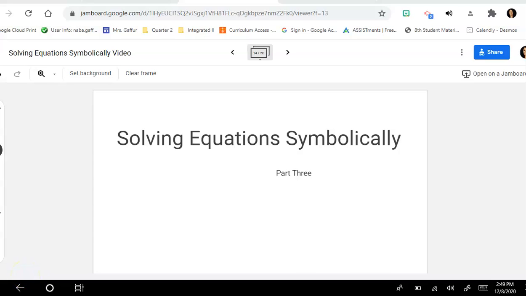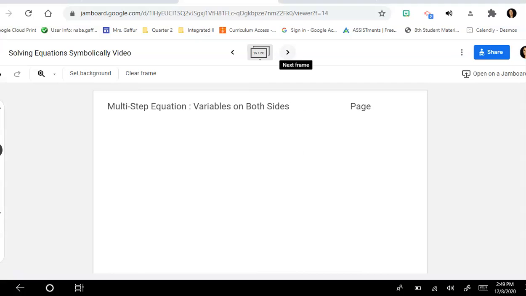This is part 3 of our solving equations symbolically notes. This is multi-step equations with variables on both sides. This is going to go on page 50 in our math spiral notebook. Please write down multi-step equation, variable on both sides, and have that on page 50. Pause the video to do that.